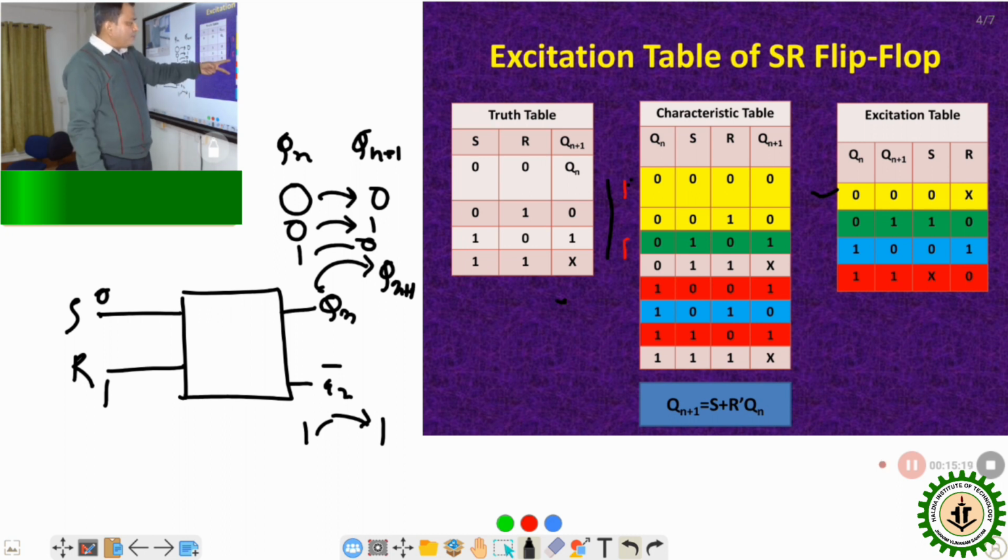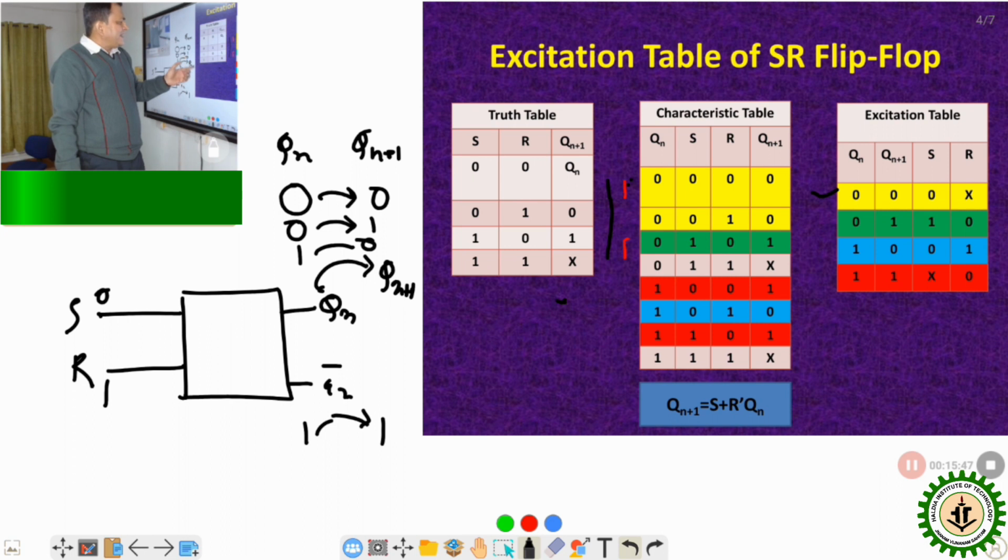Now we have to consider both rows. Look at the combination of S and R for both the red rows. For both rows R is 0, but in this case S is 0 and here S is 1. That means we can put R as 0 and S as a don't care term. So this is how we can get the excitation table of the SR flip flop.